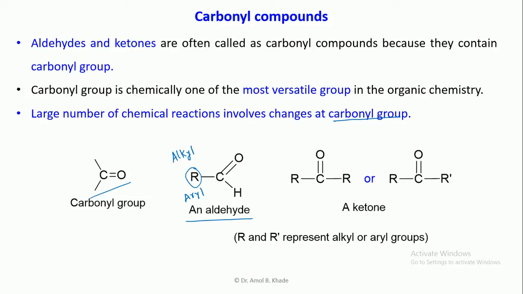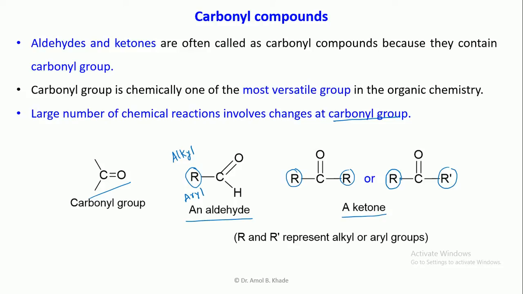Similarly, another class of carbonyl compounds is the ketones. These ketones can be represented by the generalized formula RC=OR. In this case also, each R is an alkyl or aryl group. In another type of ketone, one R can be aryl and the other can be alkyl. That is possible. This is how we can represent the ketones and aldehydes.